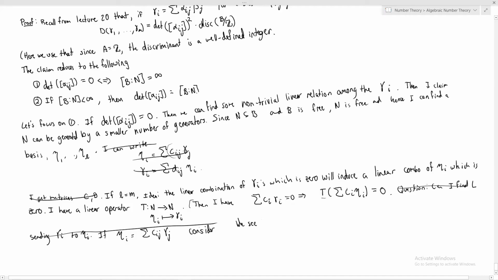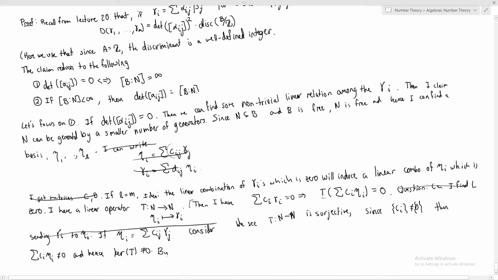What do we see? We see that T from n to n is surjective, since the collection of c_i's is not all zero. Then this sum c_i eta_i is not equal to 0, and hence the kernel of T, right, is non-zero. Okay. So what do we see?